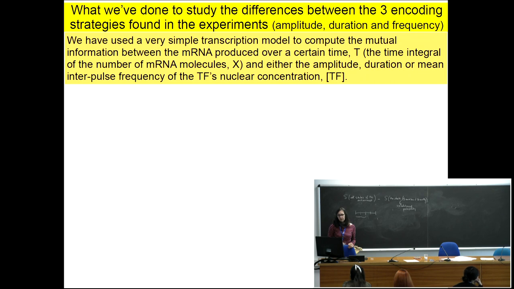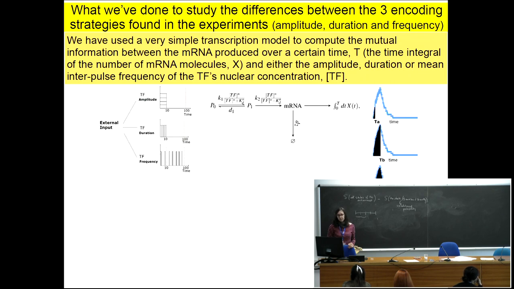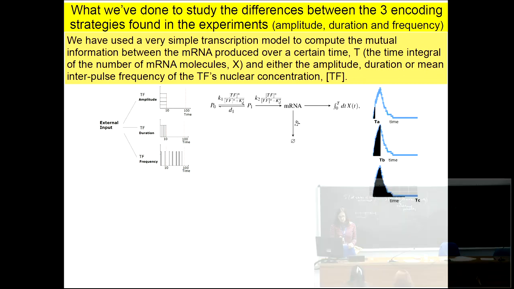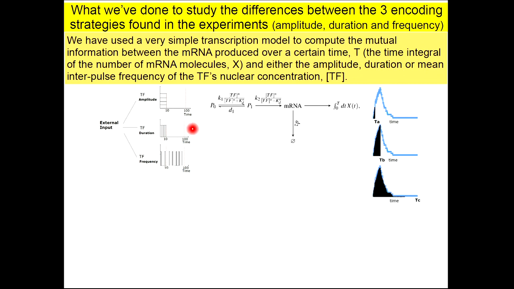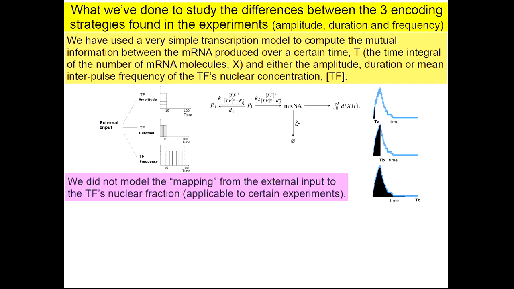And then we used a very simple model. We started with a transcription factor, assuming that it could have different amplitudes or different durations or different interpulse frequencies, and then produced some mRNA, which is the blue curve here. And then this is the simple transcription factor that I'm going to discuss in more detail in a bit. And we did not model the mapping from the external world onto the transcription factor. That's something that we've done after this work.